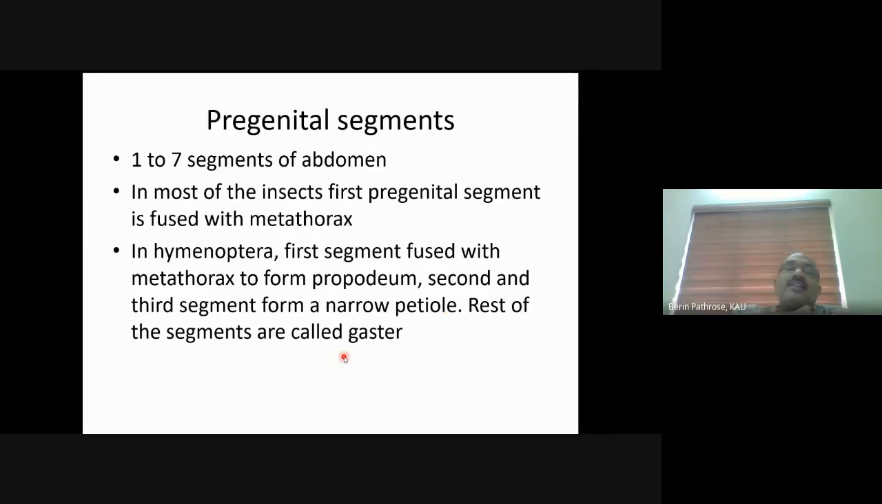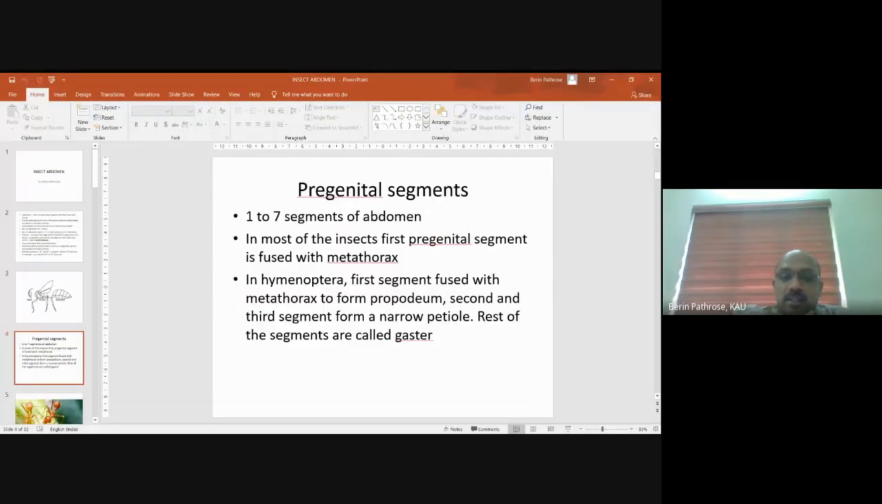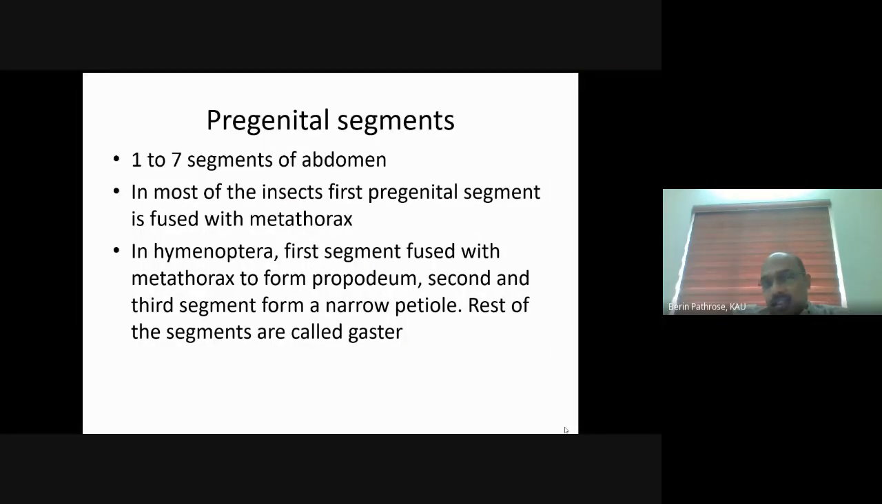So the pregenital region of the insect abdomen is extremely modified in the case of Hymenopterans. In Hymenoptera, the first abdominal segment is fused with the metathorax, and this part is called the propodeum. The second and third segments form a narrow structure called the petiole, and from 4 to 11 we call it the gaster. That is, the rest of the segments after the propodeum and petiole we call the gaster.